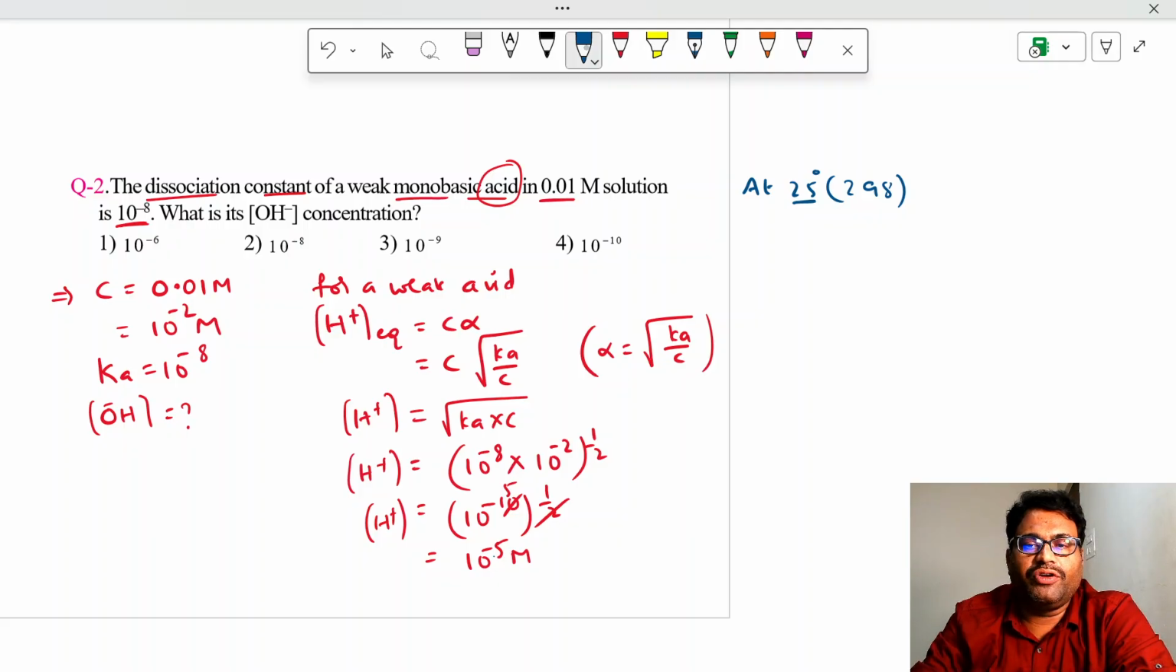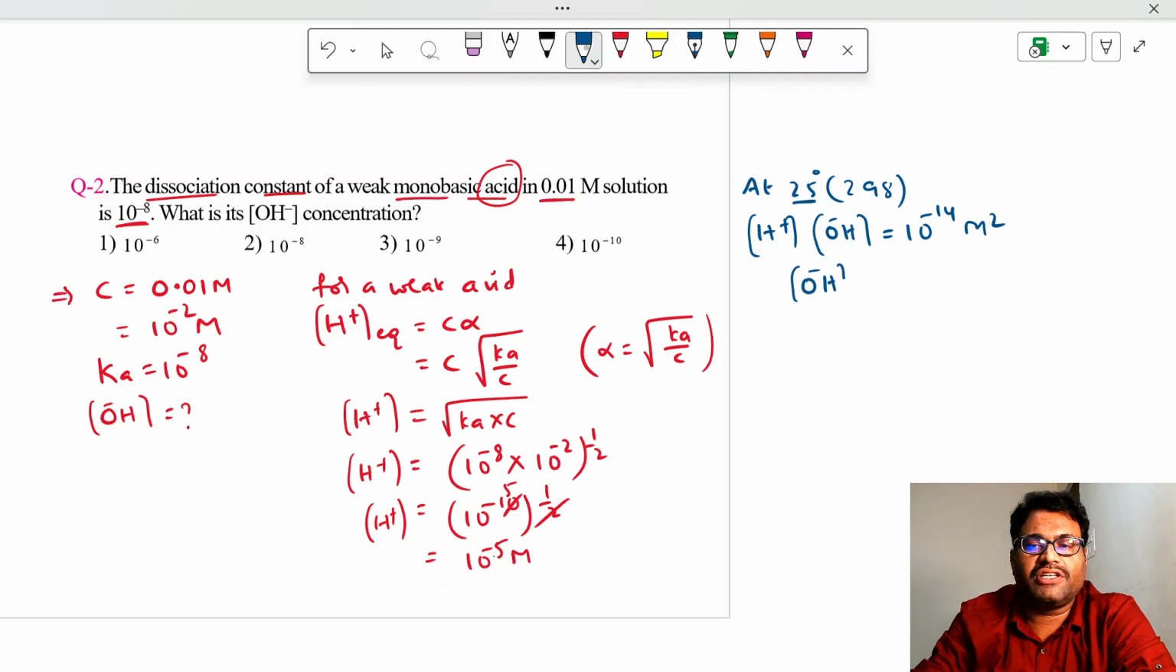And we know that H plus ion concentration into OH minus ion concentration is equal to 10 power minus 14 molar square. And here we are asked for OH minus ion concentration. OH minus ion concentration is equal to 10 power minus 14 molar square by H plus ion concentration.